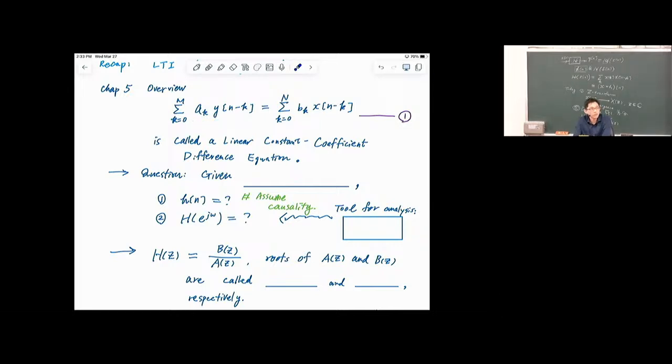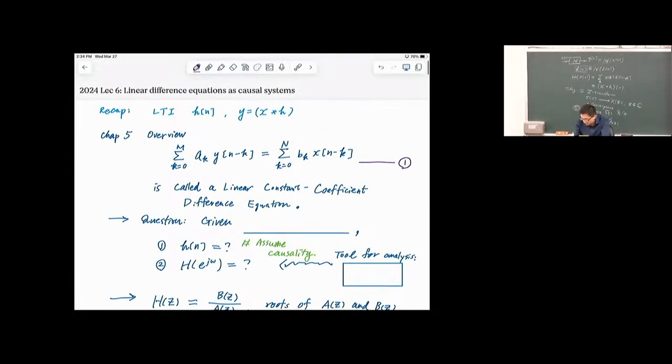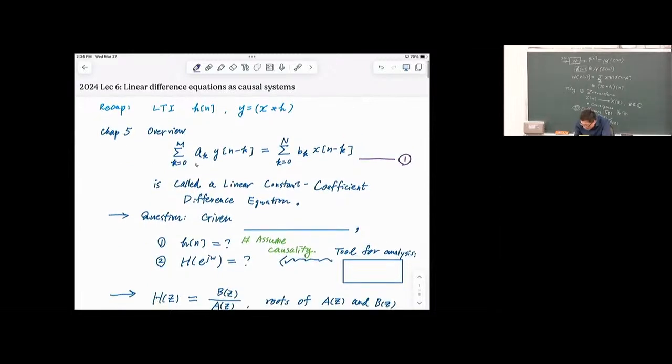This is the general form of a constant coefficient linear difference equation. Let me say that again: a linear constant coefficient difference equation. This equation is linear, and it has constant coefficients, in that a_k and b_k, all the a and b coefficients, are constant. Let me emphasize that. These coefficients are constant. They don't change in time, in principle, and these are constant.